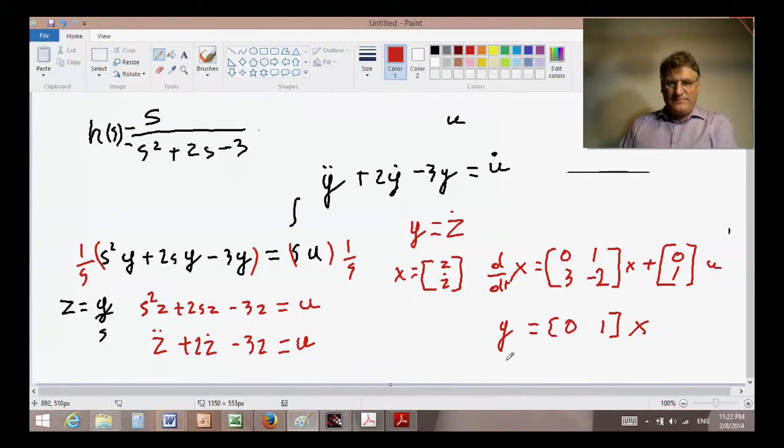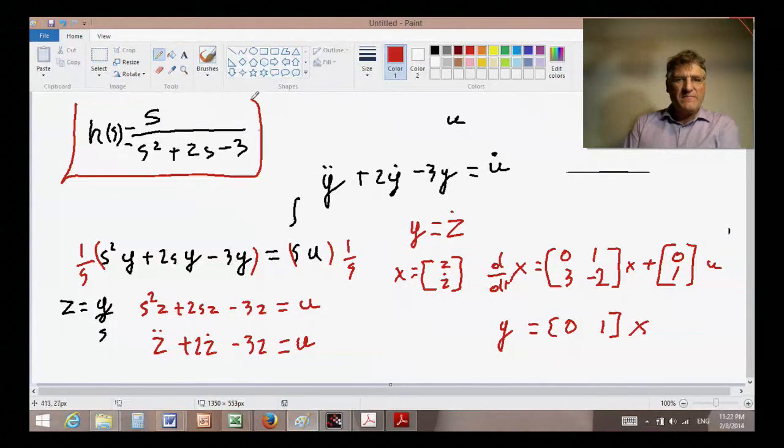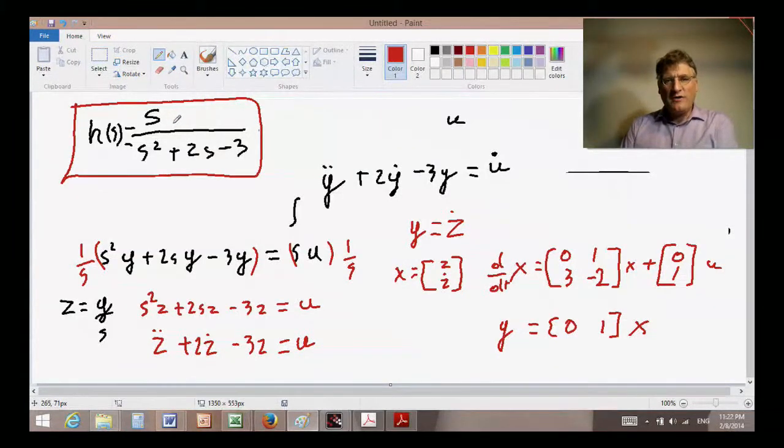Very good. So what that gives us is yet another state space representation of that system. Therefore, you should not be afraid of the presence of s's or powers of s in the numerator.